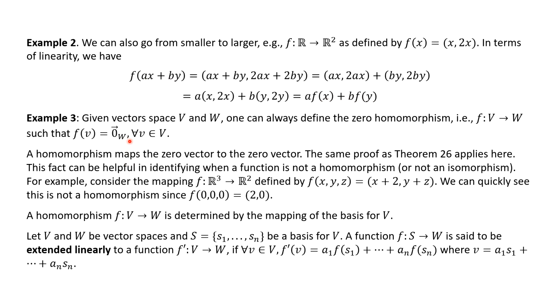Then even simpler is if you have any two vector spaces v and w, you can define the zero homomorphism. It's just every vector in v gets mapped to the zero vector in w.